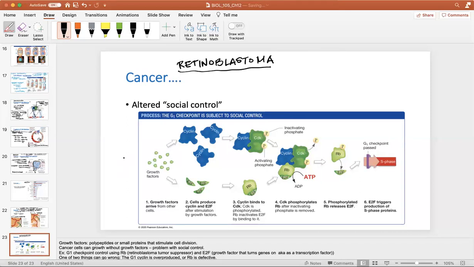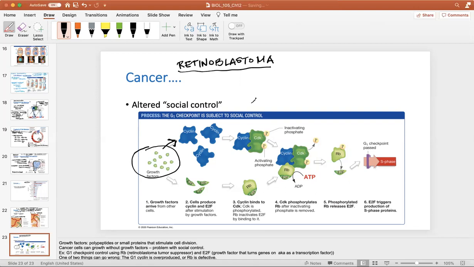Normally, for your retinal cells to divide, there are growth factors, which are just proteins that stimulate cell division. Usually, if you have enough cells there, they'll secrete enough of this growth factor. And this growth factor acts like a hormone. It does two things. It promotes cyclin production, so it turns on cyclin production. So that's going to build up.